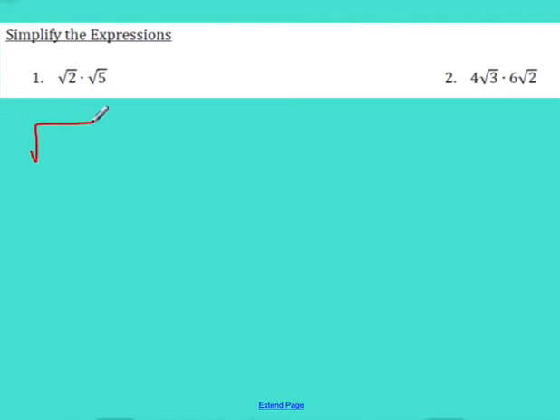So for example, underneath the radical we have 2 times 5. 2 times 5 is the square root of 10. Can we simplify the square root of 10 anymore? Are there any pairs we can take out? No. So guess what? We're done.